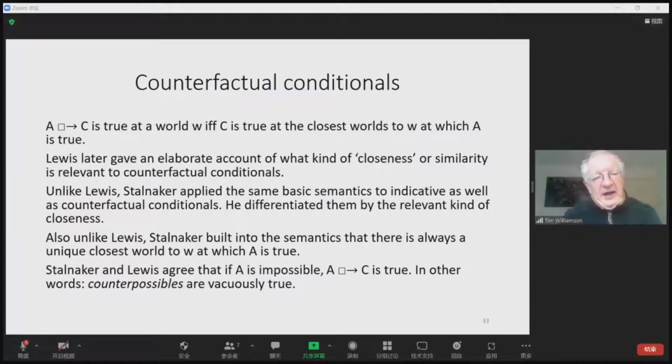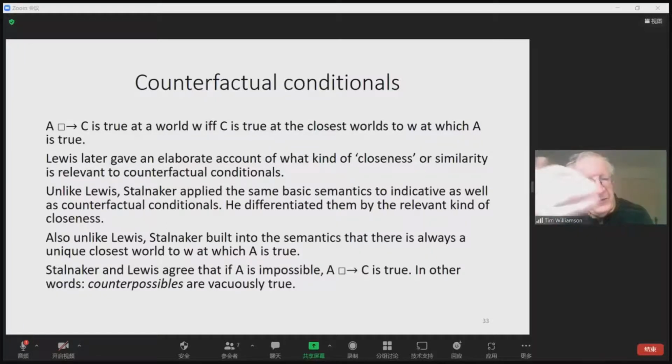So, for example, if we're throwing a die which can come up 1, 2, 3, 4, 5, or 6, then let's suppose that in the actual world it comes up 6. Then, for Lewis, the worlds where it comes up 1, worlds where it comes up 2, worlds where it comes up 3, worlds where it comes up 4, worlds where it comes up 5, those can all be equally close worlds to the actual world.